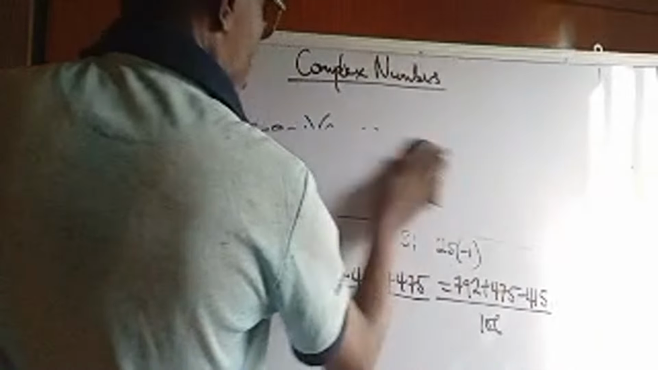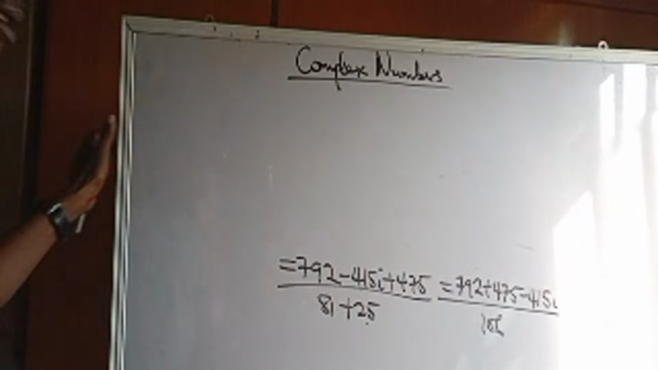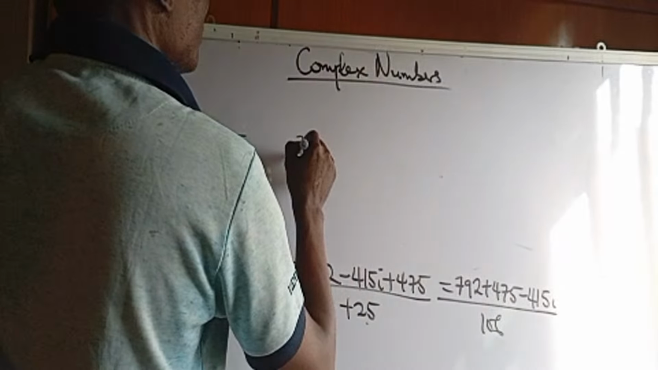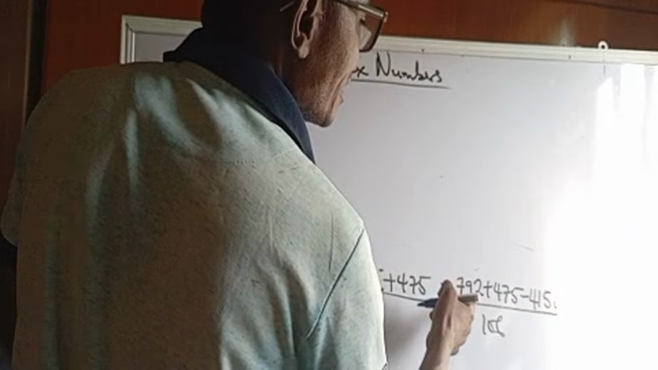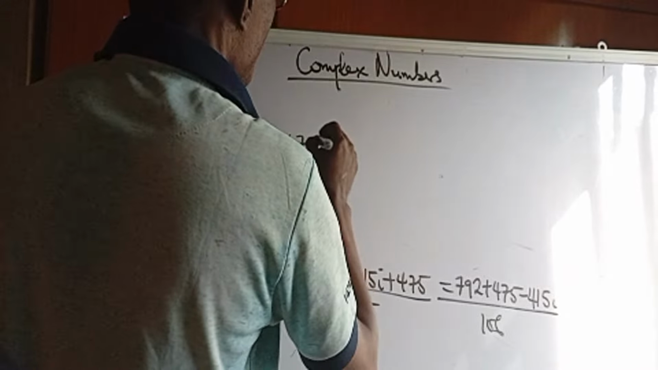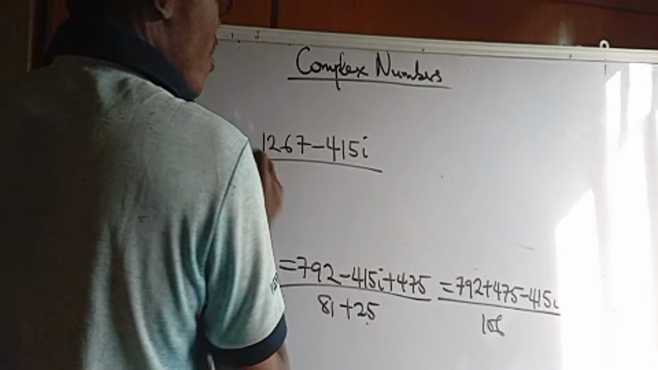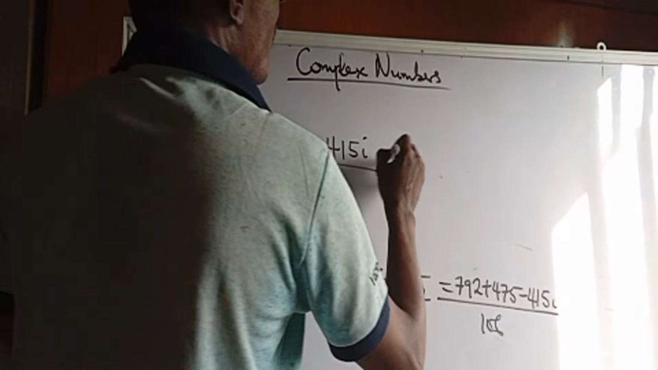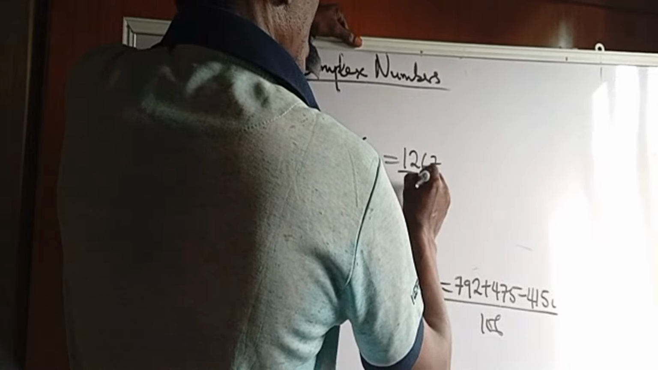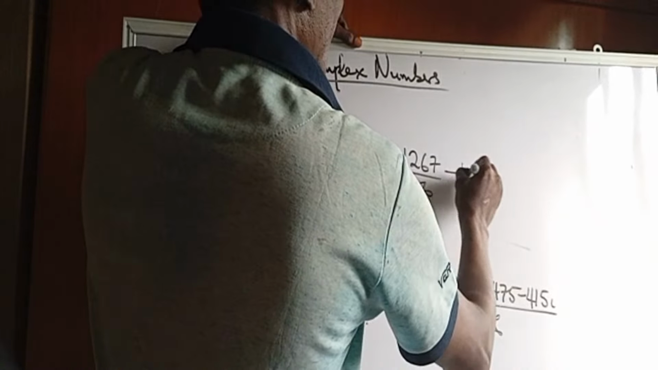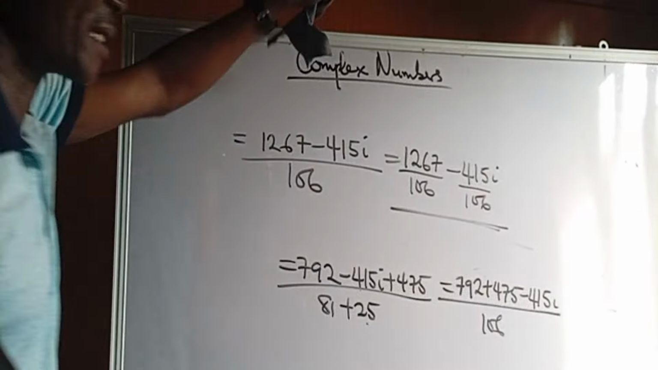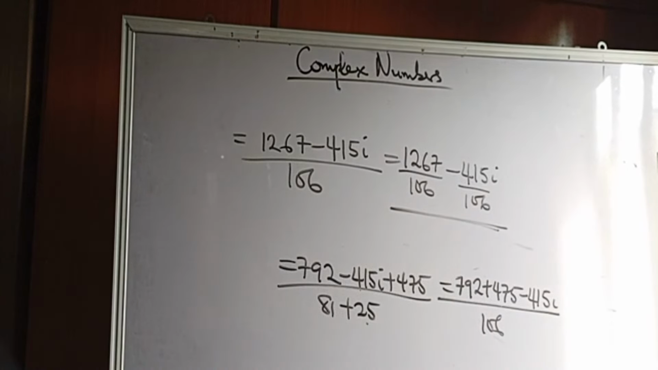Okay, so what next? We want to add now. 2 plus 5 is 7, 7 plus 9 is 16, remaining 1. 7 plus 4 is 11, plus 1 is 12. So if you want to write it properly, we have 1267 all over 106 minus 415i all over 106. So that is the answer for that as well.